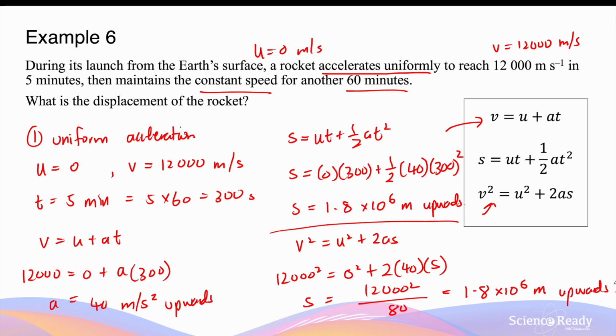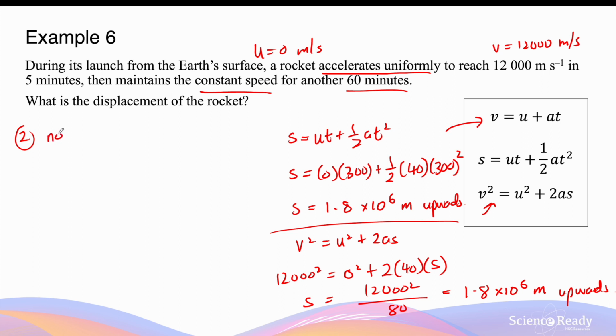Okay, so we're not done yet because this is the displacement of the first interval, the first part with motion that has uniform acceleration. Remember that displacement here also includes the displacement covered in the second part with constant velocity and no acceleration. So the second part is no acceleration motion. To find the displacement in the second part, we simply take the velocity of the object, because it's constant, times by the time for which it travels.